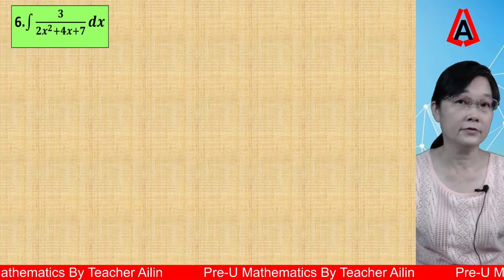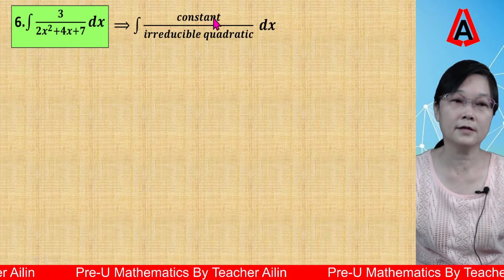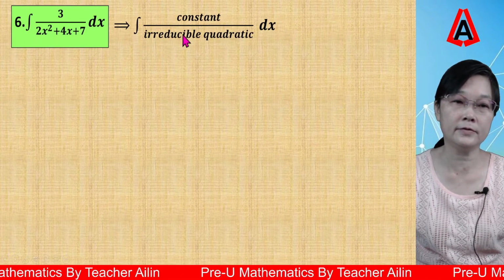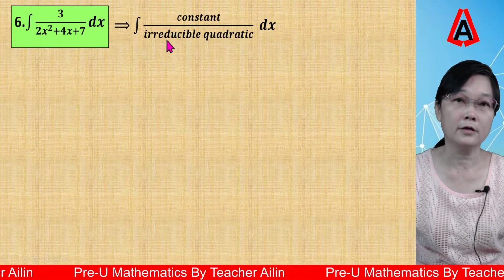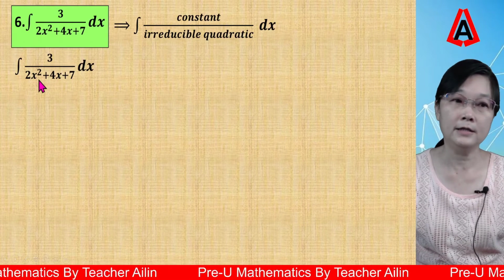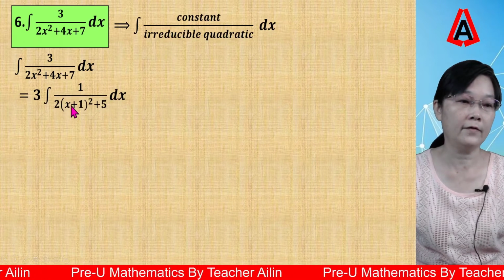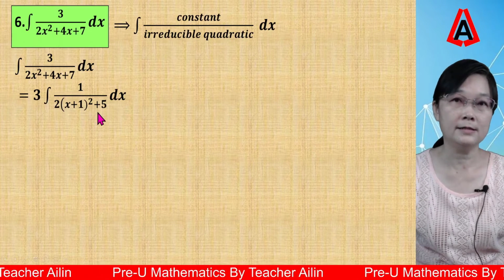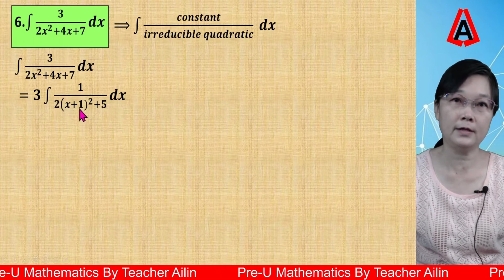Now I'm going to show you the next example, where the rational function is a constant and the denominator is an irreducible quadratic. In this case, we are going to complete the square for the denominator. After completing the square, we find that the result is a plus here. That is, we are not able to factorize the denominator.